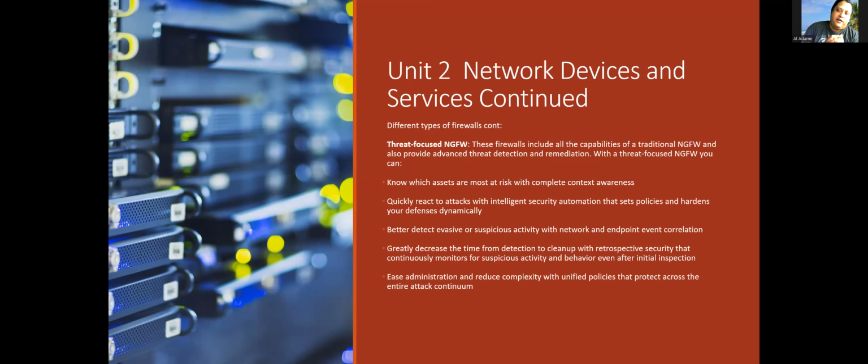In terms of security, these firewalls can turn off ports, set new rules by themselves, and block things a lot faster than first generation firewalls could. So they better detect evasive or suspicious activity with networking and endpoint event correlation, so it can compare and contrast things. That's a little bit terrifying for this stuff. Greatly decrease the time from detection to cleanup with retrospective security that continually monitors suspicious activity and behavior even after initial inspection. So I'll tell you this much, guys.